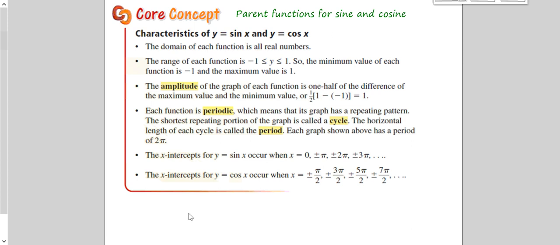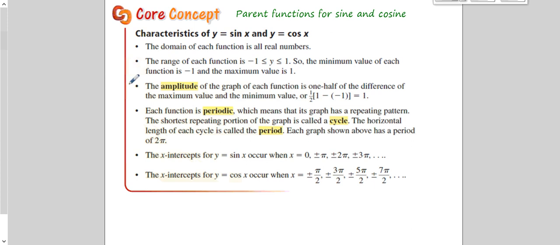Here's a list of their characteristics. The domain of each function is all real numbers. The range of each function is -1 to 1. That's as high and low as the y values go. So the minimum value of each function is -1, and the maximum is 1.